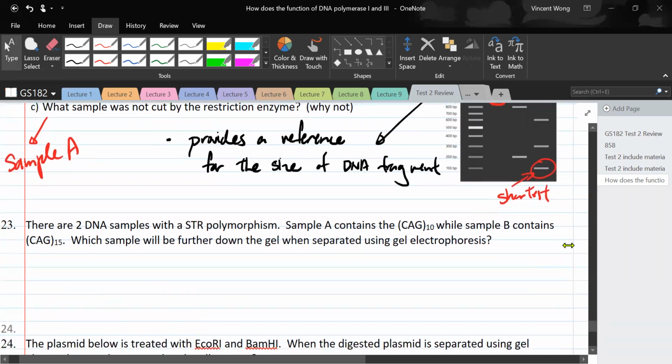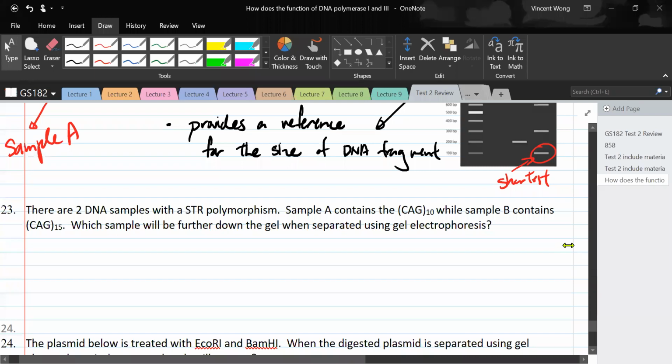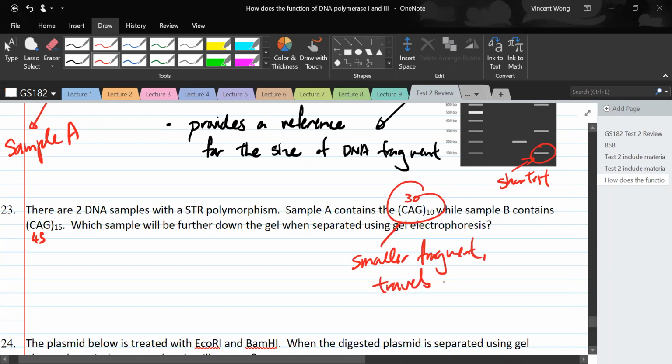There are 2 DNA samples with short tandem repeat polymorphism. Sample A contains CAG repeated 10 times, 10 times 3, a total of 30 nucleotides, while sample B contains CAG repeated 15 times, that's 45 nucleotides long. Which sample will be further down the gel when separated using electrophoresis? This is the smaller one. Smaller fragment travels further. Okay.